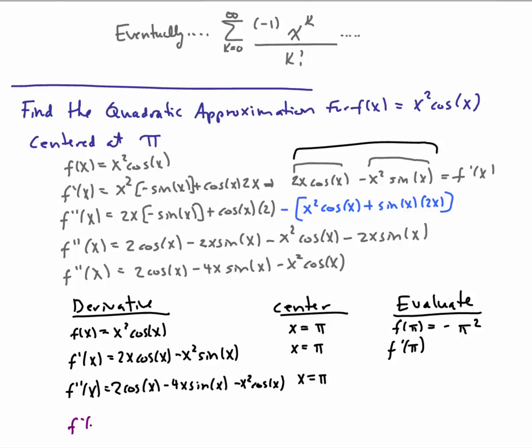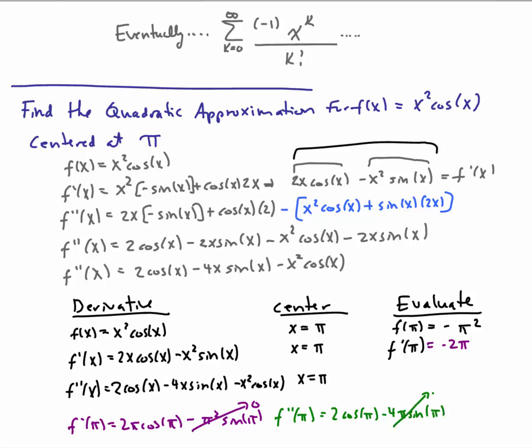So f prime at pi would be 2 pi cosine of pi minus pi squared sine of pi. And of course this would go to 0 because the sine of pi is 0. Cosine of pi is -1, so I'd be left with a -2 pi here. So I have a negative pi squared and -2 pi, and let's keep building on that. So that was my first derivative. Let's go ahead and look at my second derivative, evaluated at pi. So this is 2 cosine of pi minus 4 pi sine of pi, which goes to 0, minus pi squared cosine of pi.